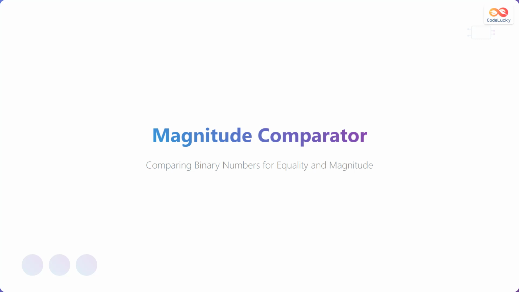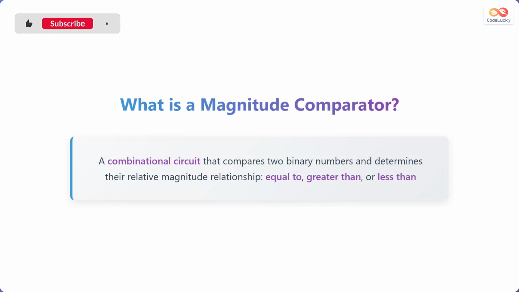Let's explore magnitude comparators. The topic for this presentation is comparing binary numbers for equality and magnitude using digital circuits. A magnitude comparator is a combinational circuit that takes two binary numbers as input and determines their relative magnitude relationship. It determines whether the first number is equal to, greater than, or less than the second number.